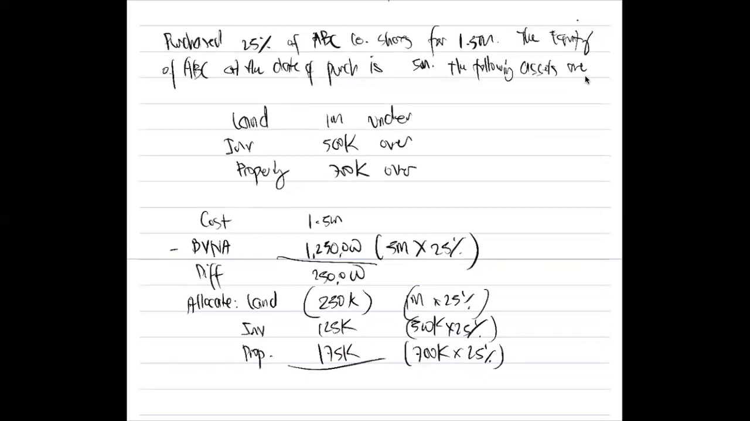So what is the amount of our goodwill? This is the excess. It is considered as the goodwill. So 250,000 less 250,000.